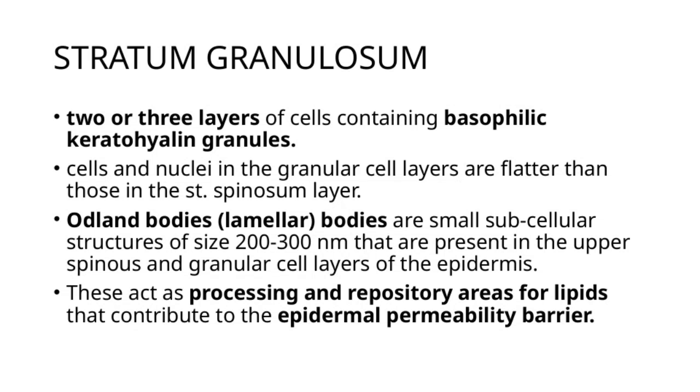Let's take a closer look at the stratum granulosum. In this layer, you'll notice 2 or 3 layers of cells that contain basophilic keratohyalin granules. These granules are rich in proteins that play a crucial role in skin barrier formation. The cells and nuclei in this granular layer are actually flatter compared to those in the stratum spinosum, which indicates a progression in the differentiation process of the keratinocytes as they move upwards.